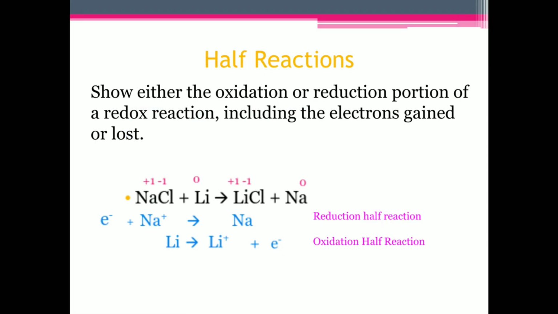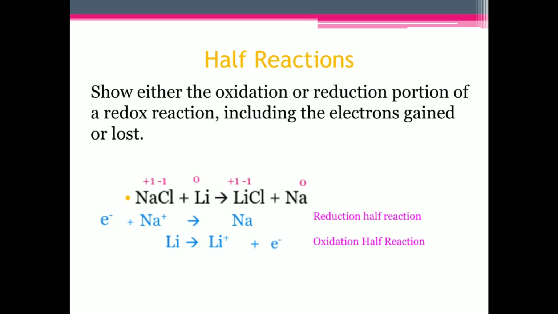So what's a half reaction? A half reaction is a reaction that shows just an oxidation or just a reduction that occurs during a redox reaction. So here you can see we have two half reactions for this overall redox reaction. In our reduction half reaction, we can see that sodium's charge is going down from +1 to 0, and it is gaining an electron as we see the electron on the reactant side. And for the oxidation half reaction, we can see that lithium's charge increases. It changes from 0 to +1, and it loses electrons.